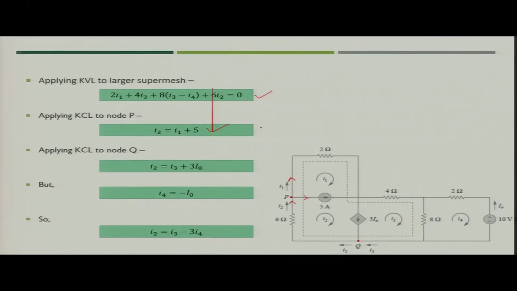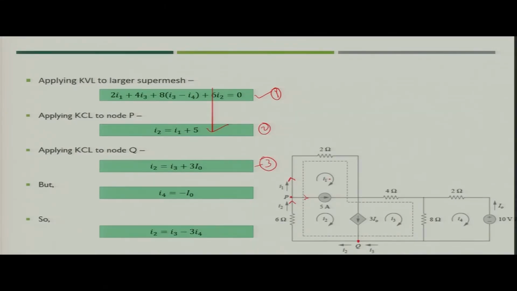Now, you have got the second equation; this was your first equation. The third one, which you will get, is using KCL at node Q. So, here for node Q, I3 plus 3 I naught are coming inside the node and I2 is going outside the node. So, 3 I naught plus I3 would be equal to I2. So, here you got 3 equations.